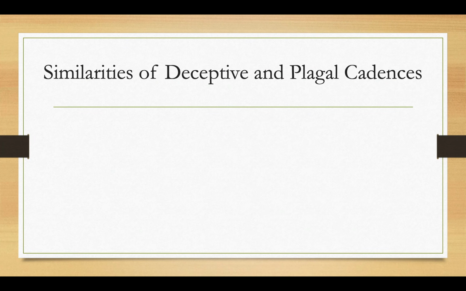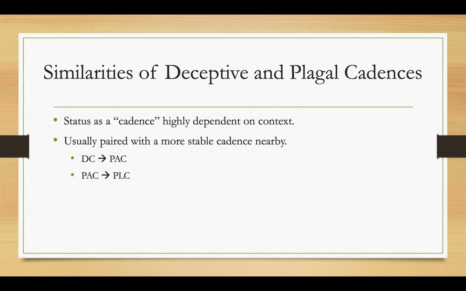Last but not least, let's talk about a few similarities between deceptive and plagal cadences. So in both of these cases, the status as a cadence is highly dependent upon the context. Part of this is because both deceptive cadences and plagal cadences are usually paired with a more stable cadence nearby. Deceptive cadence usually delays the arrival of a perfect authentic cadence that might be a few measures later into the piece, whereas a plagal cadence oftentimes follows a perfect authentic cadence.